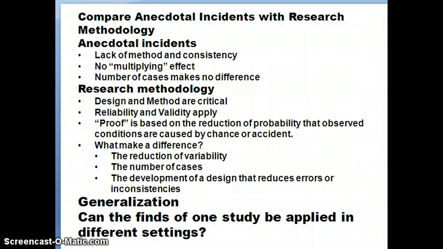In research methodology, obviously, that means we want to look at the ways to reduce the variability by looking at the number of cases and the development of the design that reduces errors and inconsistencies. Now, if we do that, we have a chance of generalizing. In other words, taking something you found in your research in Dodge City or Garden City or a Wichita school and saying, would that apply to other schools? Well, we don't know yet, but if we have used good research methodology, that's certainly a possibility.